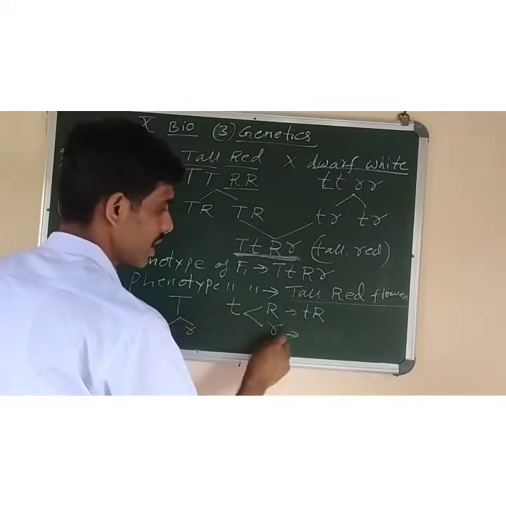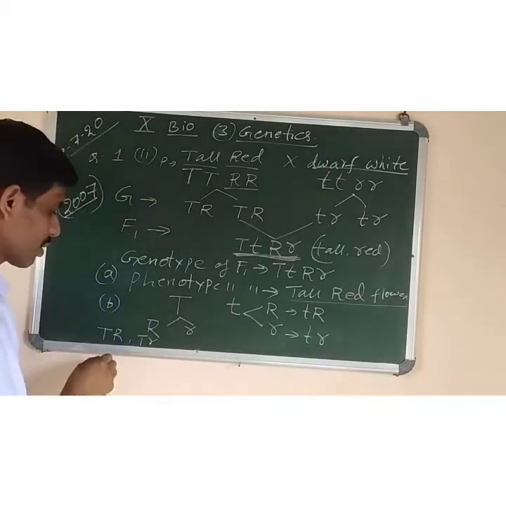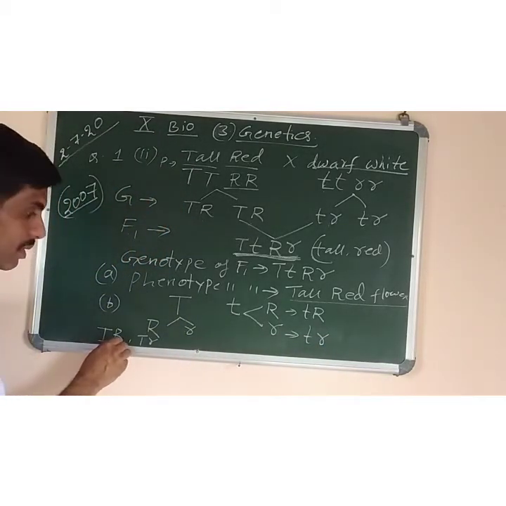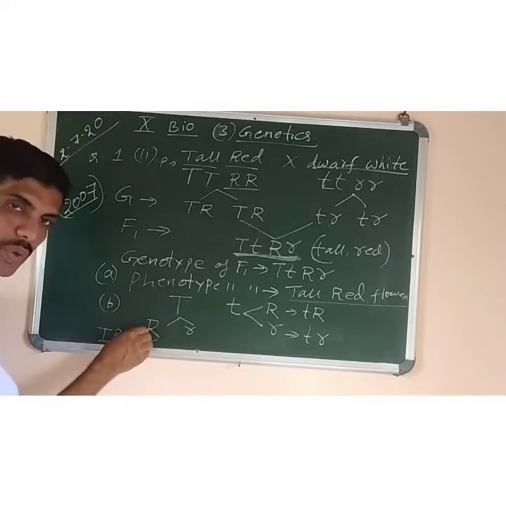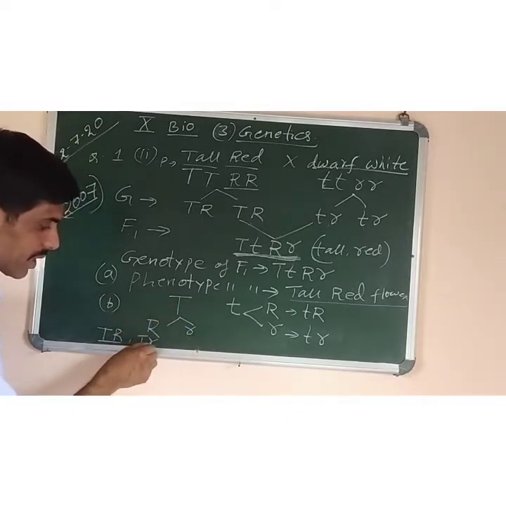Second one will be small t small r. So this way 4 gametes will be possible. Capital T capital R. Capital T capital R. This one and this one. This one with the second one, capital T small r.